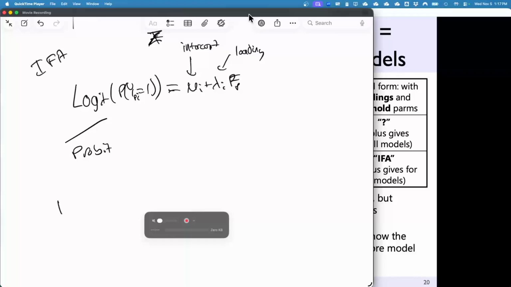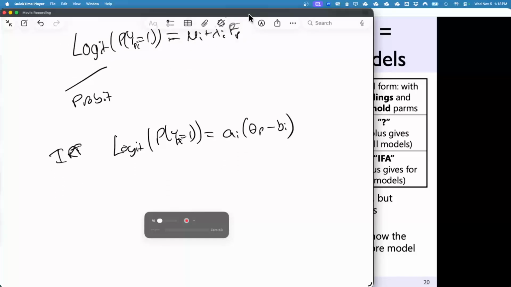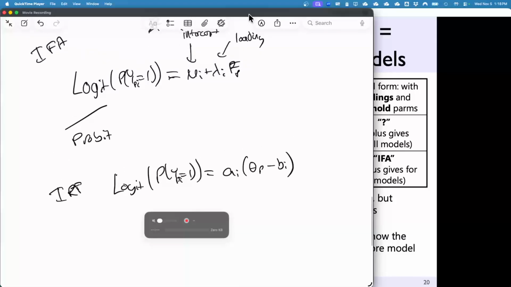In item response theory, often this same logit looks a little bit different. It goes by different parameters. We get an A parameter, a B parameter, and a theta. So let's do some translation, shall we? First of all, between these two equations, the data are the same.